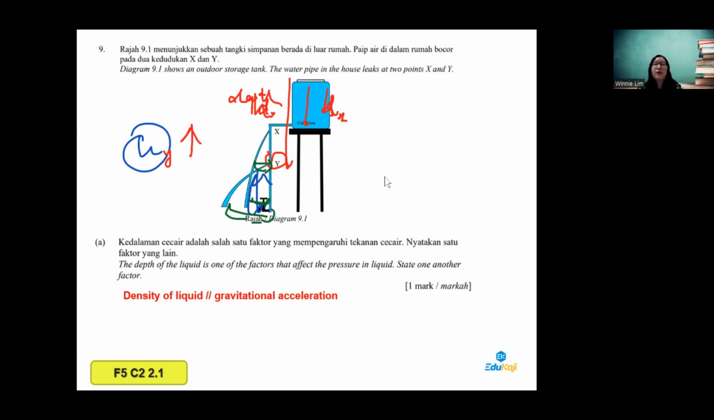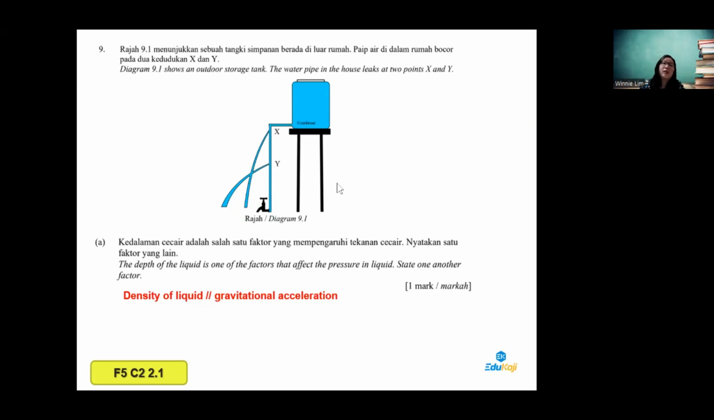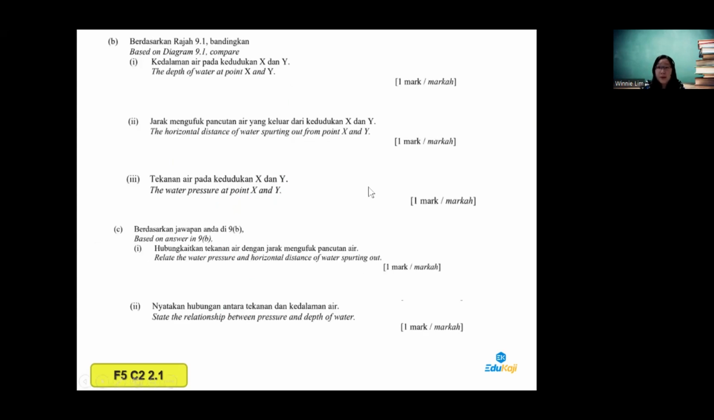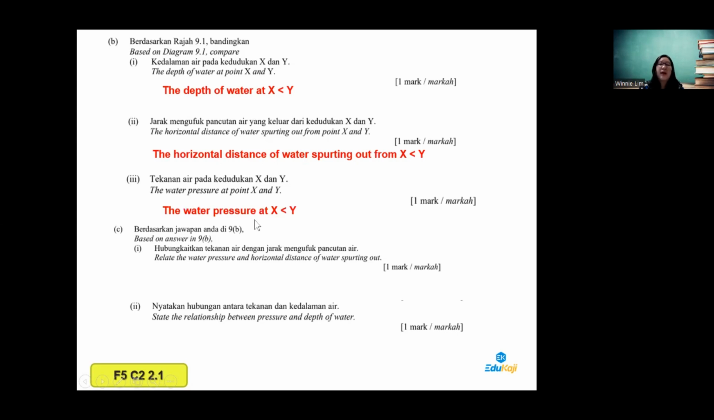Agree? Because the pressure at deeper depth is higher. That's why when you're swimming, the deeper you swim, you'll find your ear painful, because the depth is greater, then the pressure is also greater. Okay, so this is how you write. The depth of water at X is less, Y is greater. Then the horizontal distance of water spurting for X is less. Therefore the water pressure of X is less.